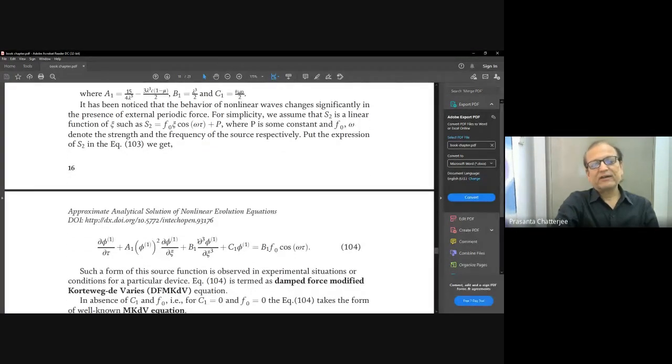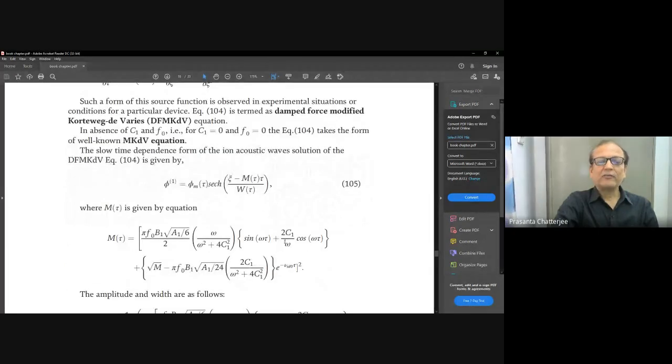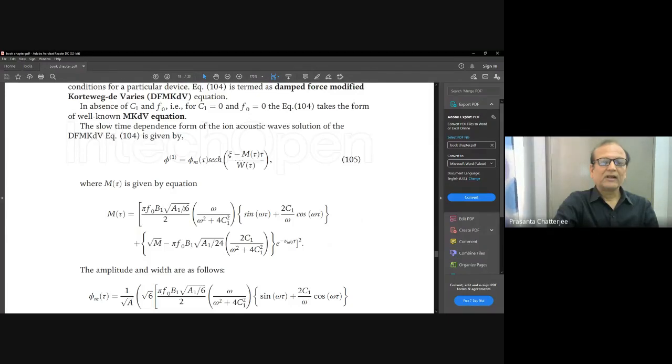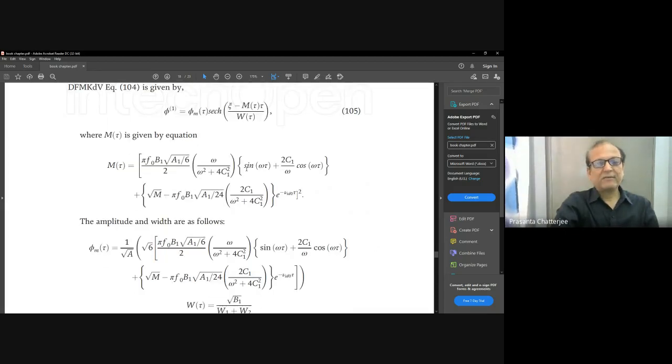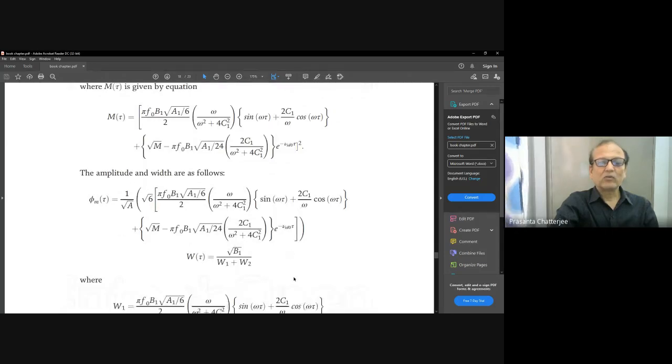To find an approximate analytical solution of 104, we proceed the same way and we can obtain the value of m equal to this. It can be seen easily that putting C1 equal to 0 and F0 equal to 0, m can be converted; m(tau) will be m. But for small c and small d, in the presence of C1 and F0, the velocity, amplitude and width will be modified accordingly. This is the m, this is the phi m, and this is the omega.